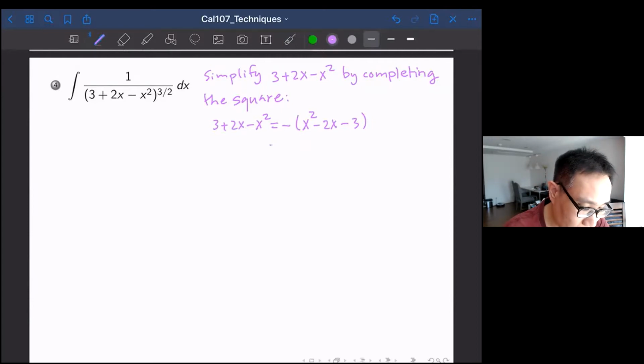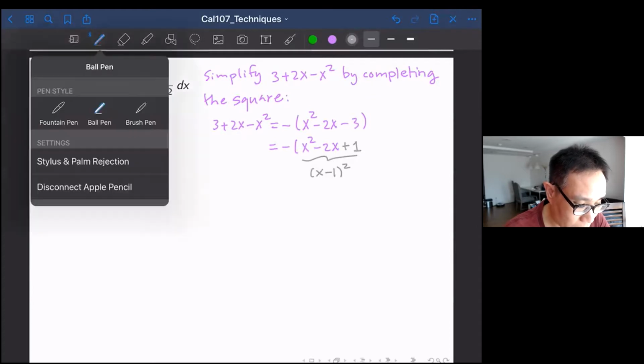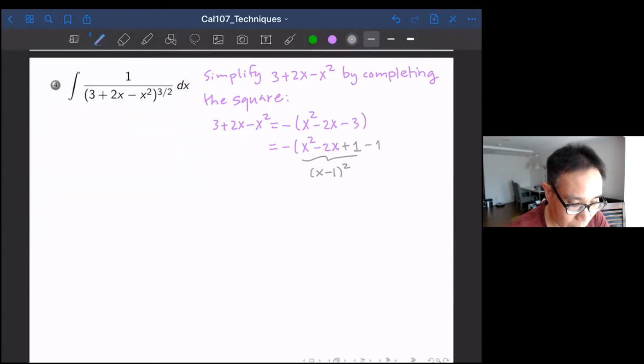In this case, you have x squared minus 2x, and you're going to add 1 in order to obtain (x minus 1) squared. This is the key idea for what I call completing the square. You add 1, and you also subtract 1, so you still have the same term, and you add 3.